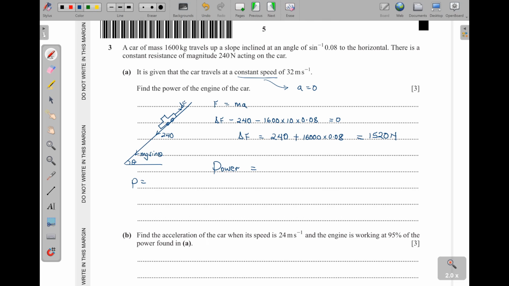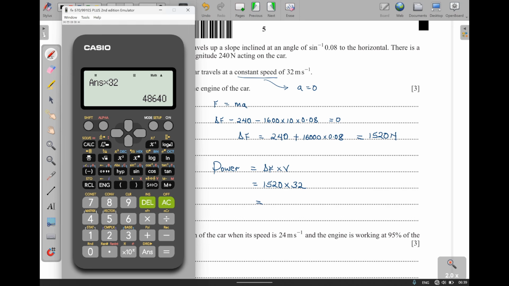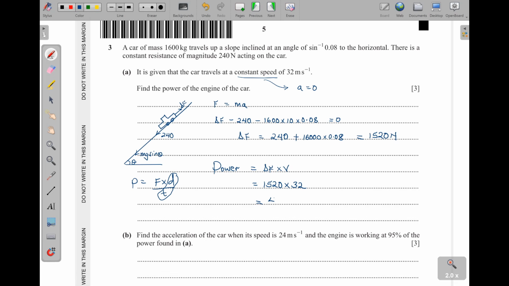Now power is the rate of doing work, okay? So if power is the rate of doing work and work is force times distance, of course we shall divide by time. Now distance over time is speed. So we can say the driving force times the velocity. So the driving force is 1520 times the velocity, which is 32. So which power do we get? Times 32, this one gives us 48640 watts. So in kilowatts, we shall divide it by 1000 and we write 48.64. That's if they asked for the answer in kilowatts.